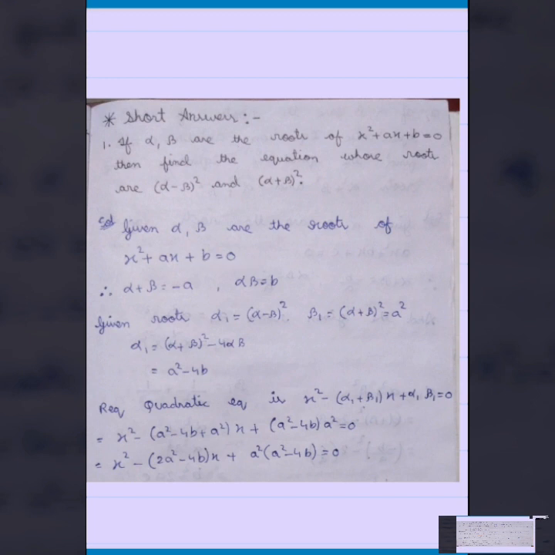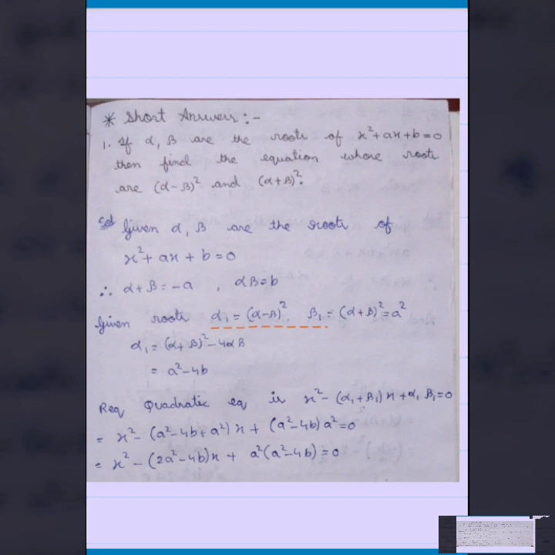And we also know the formula that alpha plus beta is equal to minus b by a and alpha beta is equal to c by a. So by that we get alpha plus beta is equal to minus a and alpha beta is equal to b. So given roots, alpha 1 equal to (alpha minus beta) whole square and beta 1 equal to (alpha plus beta) whole square. So if we see alpha 1 equal to (alpha minus beta) whole square.